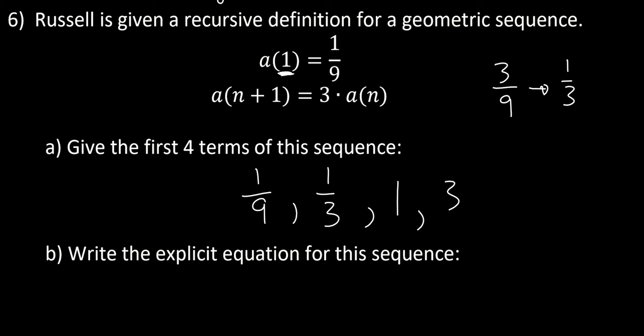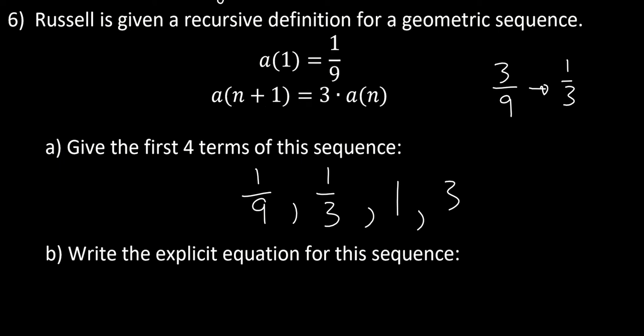So up here again, this was the recursive definition, right? The recursive definition tells you what one of the terms is. It tells you here the first term is 1/9, and it tells you how to get more. It says to get the next one, take the one that you're at and multiply by 3. It's so nice that they tell me that.